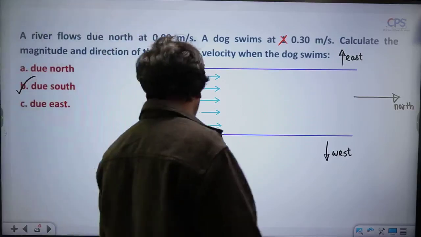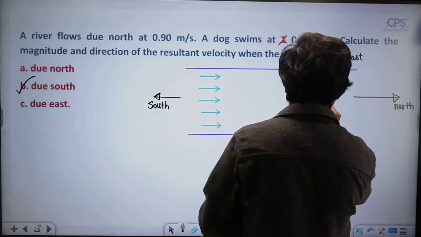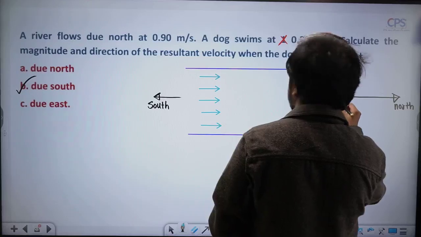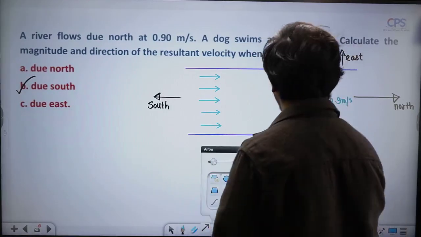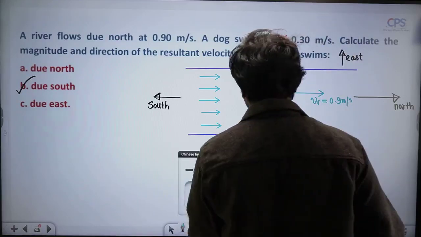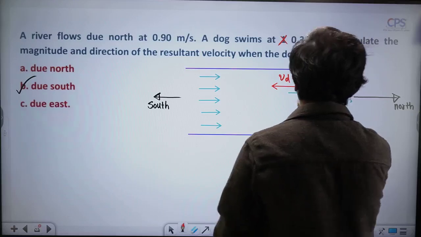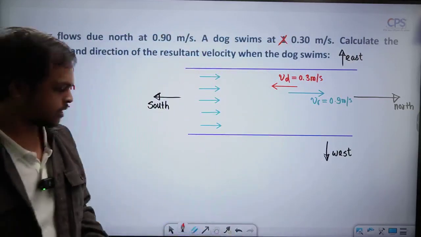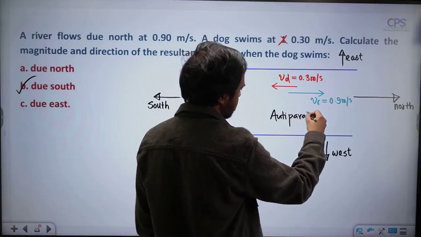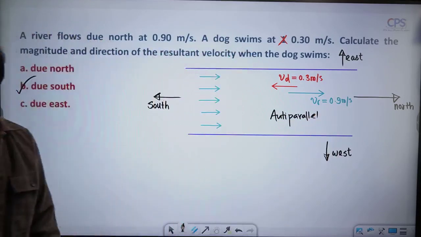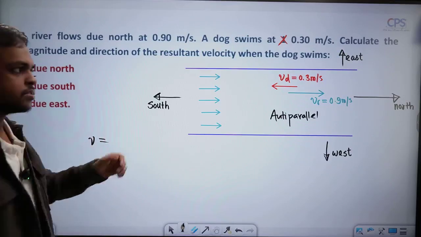Due south. So the river flows in the northern direction. V river is 0.9 meter per second. But right now the dog swims in the southern direction. The dog's velocity is 0.3 meter per second. As you can see, these are anti-parallel vectors, right? So for anti-parallel vectors, what do we do? You just get the difference.